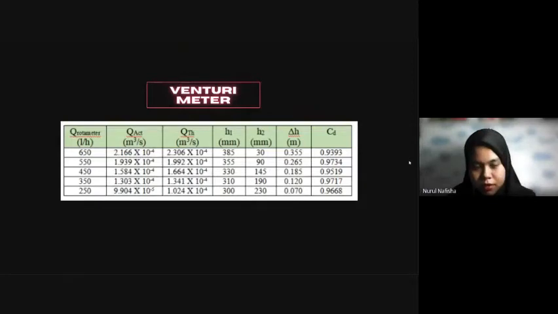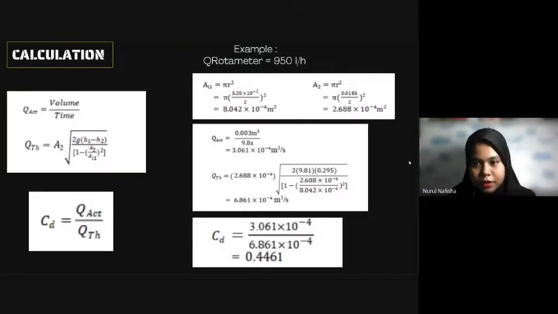Next slide. This is the result obtained for the venturimeter. This is an example of the calculation to obtain the discharge coefficient. Firstly, we need to calculate the area of the inlet and outlet diameter of each flow meter, which is the orifice plate, nozzle, and venturimeter. Then we can calculate the Q theoretical using the equation that I mentioned just now. Then lastly, we can calculate the discharge coefficient.